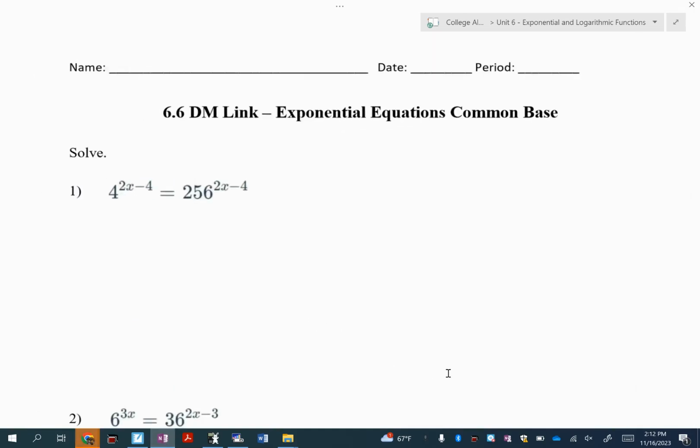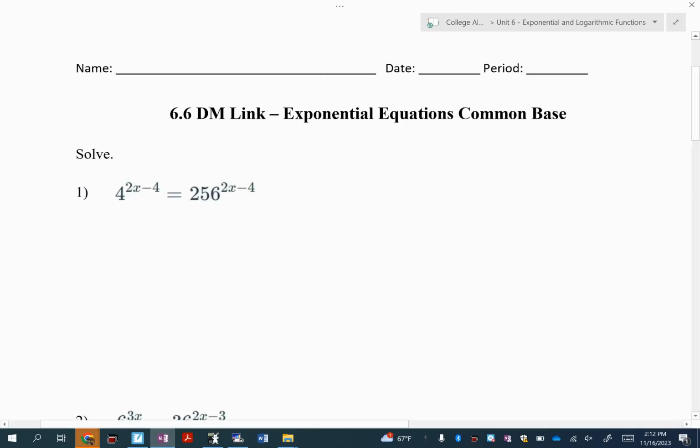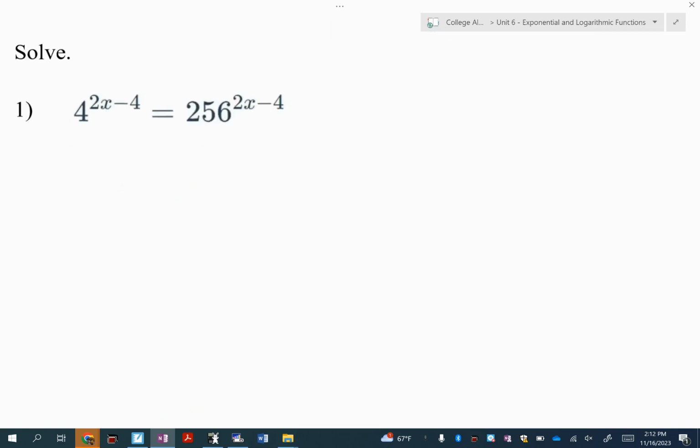Link first. So this one, we're going to solve exponential equations. And the way we're going to do this is we're going to rewrite the bases. All right, so those big numbers, we're going to rewrite those because we want them to be the same. If we get the bases to be the same, then we can set the exponents equal to each other. All right, so let me show you the first one.